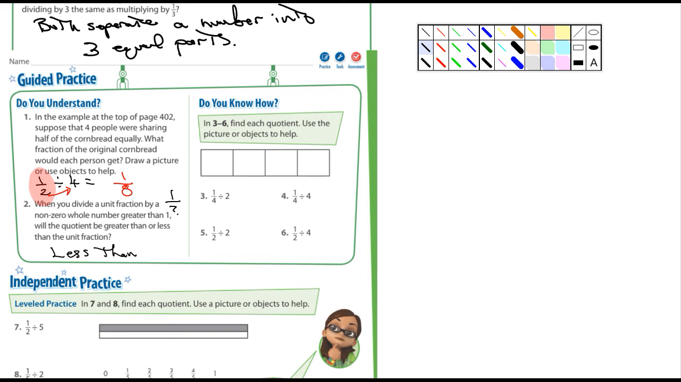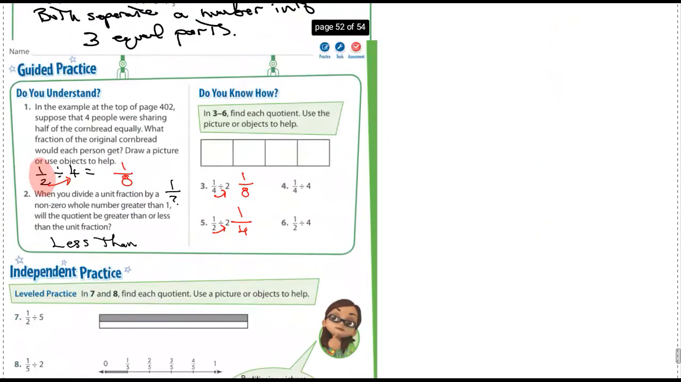Okay, find each quotient. Use the picture or objects to help. Well, you can do that if you want, if it helps you. I'm looking at this here. Number 3, 1/4 divided by 2. Well, what's 4 times 2? 8. 1/8. How about number 5 here? 1/2 divided by 2. What's 2 times 2? 4. So it's 1/4. Okay? Pretty easy peasy stuff, you guys.